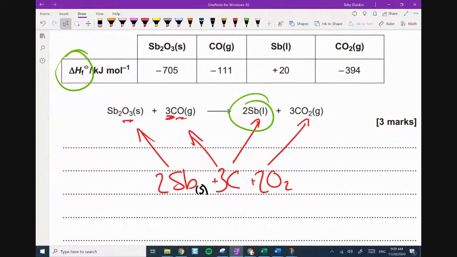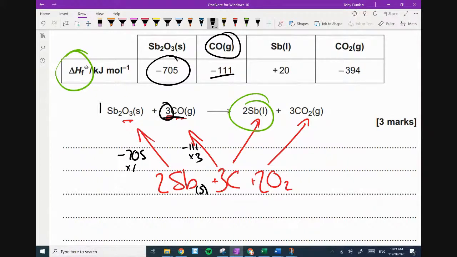Tough. So this says formation of antimony from its elements is minus 705. There's a 1 there, so it's times by 1. I'm going to make 3 COs. There's CO, there's its value, so minus 111 times by 3 because I'm making 3 of them.